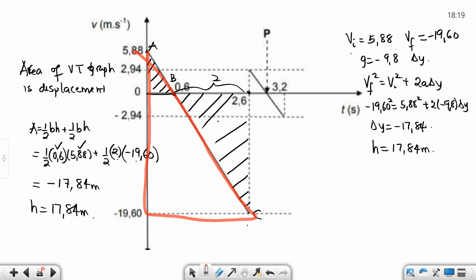Where's our time? Our time is here. So that's what we always do. The x-axis will always be the base. So that's my base. So that is triangle 1. And that is what? Triangle 2.